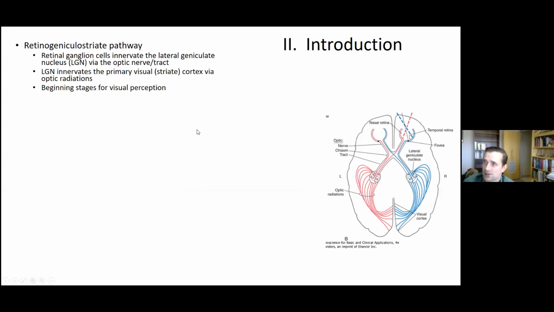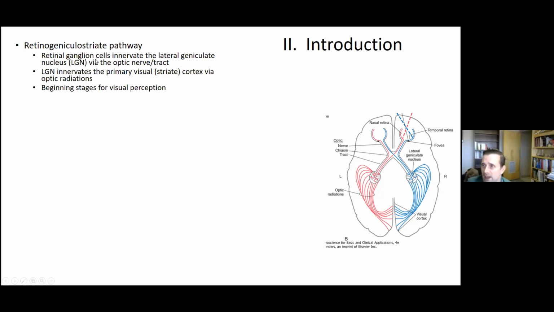All right, so let's start by talking about the retinogeniculostriate pathway. It's a very long word, but all we're saying is we're involving the retina and the retinal ganglion cells, the lateral geniculate nucleus in the thalamus, and the striate cortex, also known as the primary visual cortex. So it's just one long word, squashing together all those terms that let you know the main players in that pathway.